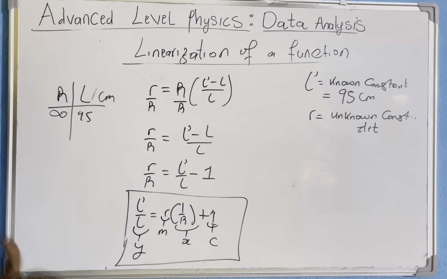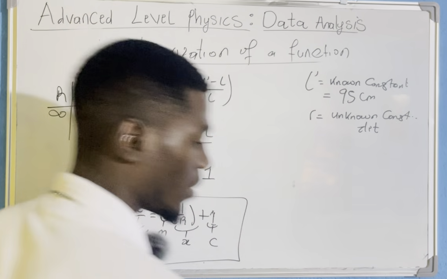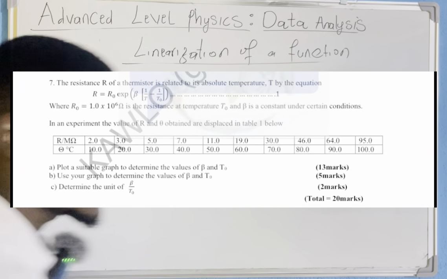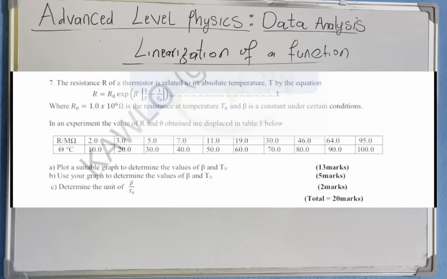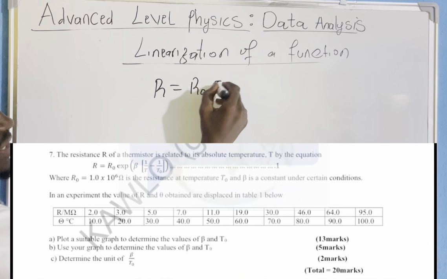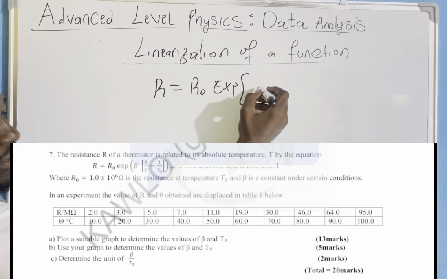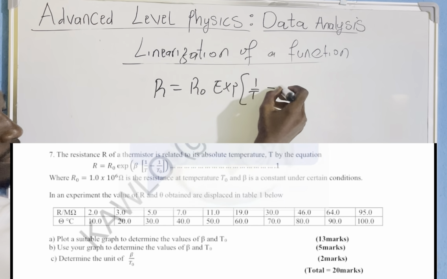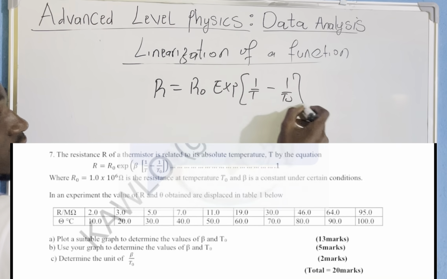So that is it. If you're having it, that is good. It means that you are following it up. Next question. Okay, next question we are having. The resistance R of a thermistor is related to the absolute temperature T by the equation R equals R0 exponential of beta times 1 all over T minus 1 all over T0.